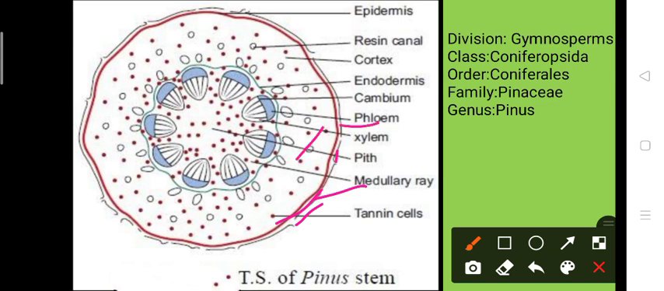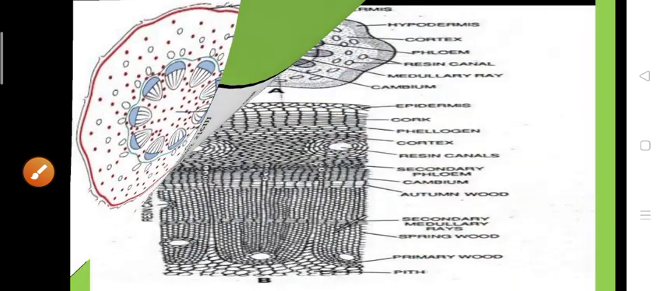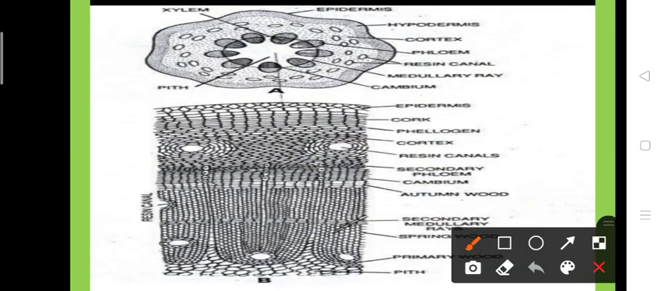Beneath the epidermis, cortex is present. It is differentiated into hypodermis, general cortex and endodermis. Coming to the hypodermis, beneath the epidermis, hypodermis is present. This is the hypodermis. It is made up of sclerenchymatous tissue.